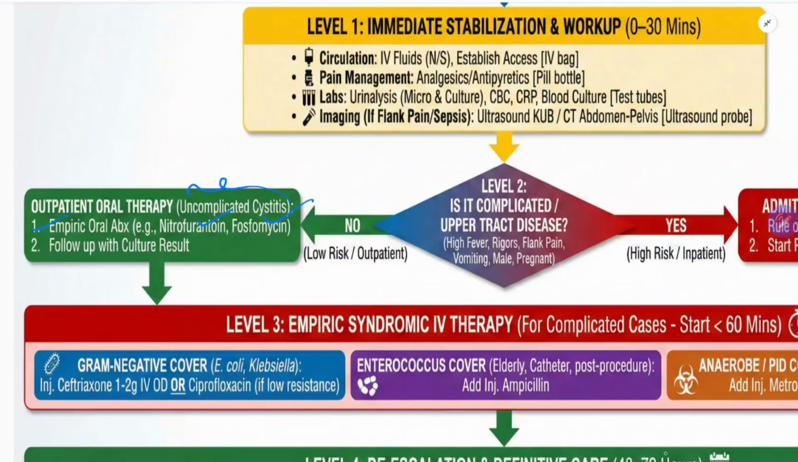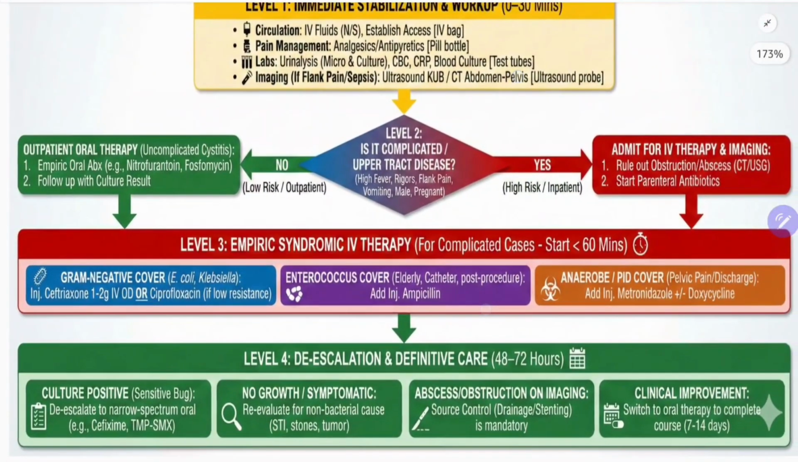So what is this empiric syndromic IV therapy for complicated cases, which should be started within 1 hour? That is gram negative cover like E. coli, Klebsiella. You should give injection ceftriaxone 1 to 2 gram IV or ciprofloxacin in resistant countries. You should give enterococcus cover. This is important in elderly patients and in patients who have a catheter or post-procedure patients. What is that enterococcus cover? Ampicillin should be given IV, injection ampicillin, for elderly patients or patients who have a catheter.